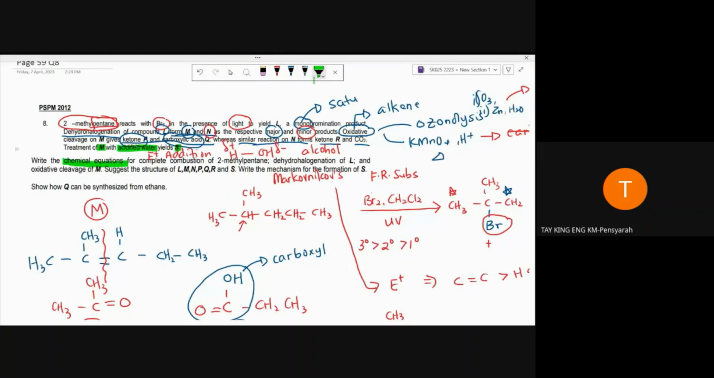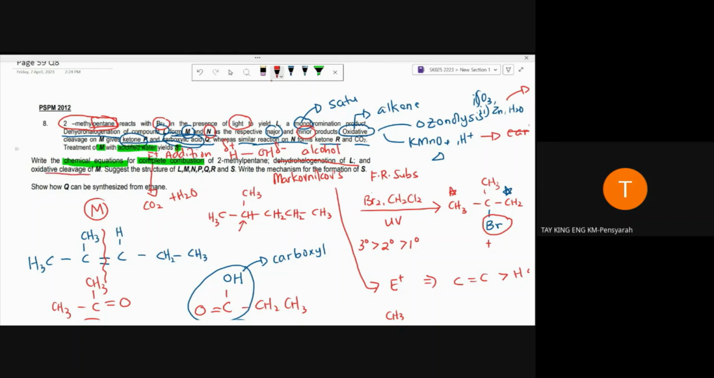Write the chemical equation for the complete combustion. Okay, complete combustion akan hasilkan carbon dioxide dengan water. Okay, so I don't think this one saya nak tulis equation dia lah. Just nak recall balik saja complete combustion guna carbon dioxide dengan water ataupun excess oxygen. Kalau dia kata incomplete combustion, then boleh hasilkanlah carbon monoxide dengan water. Okay, dehydration of L tadi kita sudah buat. We didn't write the equation, but I think we already discussed sekali dengan reagent semua tu. Oxidative cleavage M pun sudah.